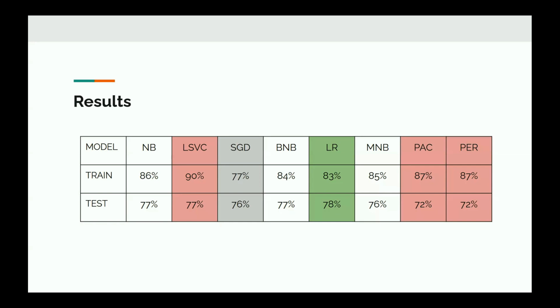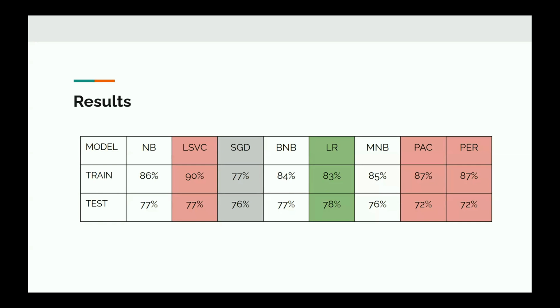Another case worth noting is multinomial naive Bayes. It managed 85% in training, but dropped to 76% on the testing set. And finally, the SGD classifier and the Bernoulli naive Bayes maintained fairly similar accuracies, around 76 and 77%, in both training and testing, indicating a simpler and less advanced learning capacity.